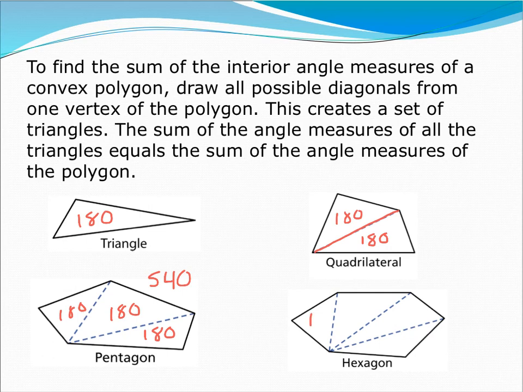And then in a hexagon, we have 4 triangles that are going to be 180 degrees. So what do you think all the angles in a hexagon are going to add up to? What is it? 720? Yes.